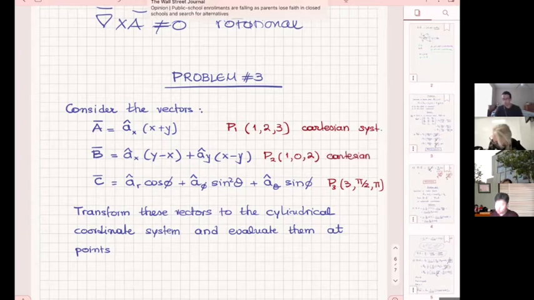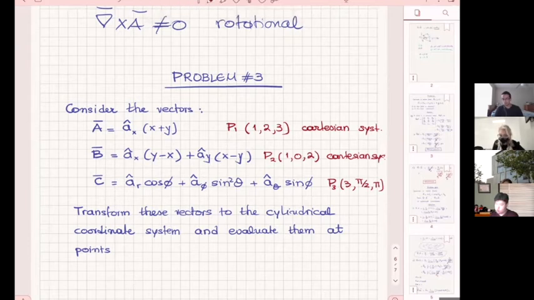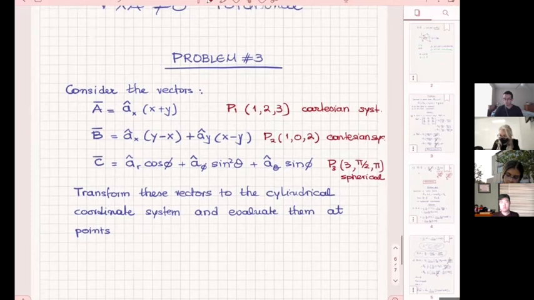So practically, what it is asking us to do is to take each one of these three, move them to the cylindrical coordinates, and then see how they will look in the cylindrical coordinate system at these points, which are given in the original systems. All right, this is Cartesian, Cartesian, and this is in the spherical. That's what the problem says.